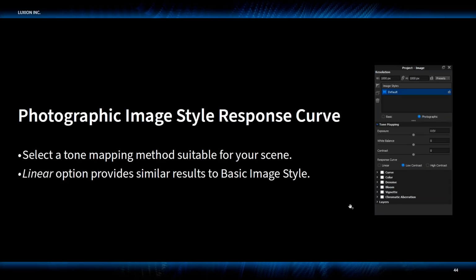For the photographic image style, we've added some options for the response curve, which you can see here: linear, low contrast, and high contrast. The linear option provides very similar results to the basic image style if you want that kind of appearance, but with more options. For example, if you want to add a front plate, you can now do that using the linear response curve in the photographic image style and get a very similar look to the basic image style.